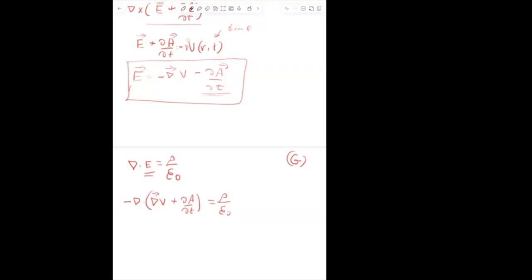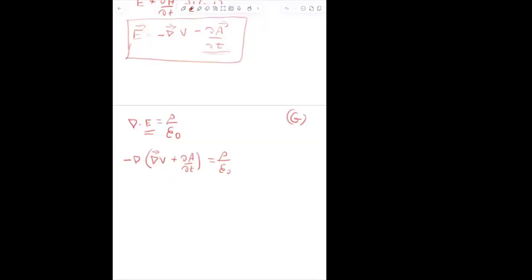And of course, what do you see here? You see immediately a Laplace-like equation. I just change things around. This minus will go to the other side, and then I'll have the Laplacian of V plus d/dt of div A equal to minus rho over epsilon 0.